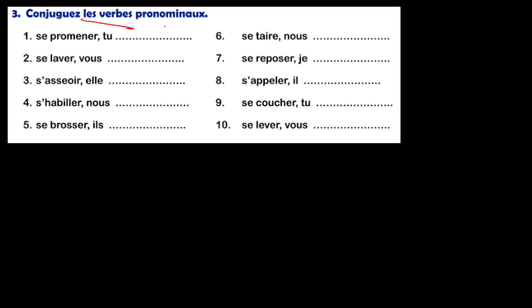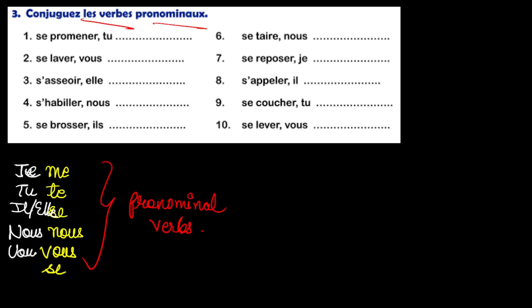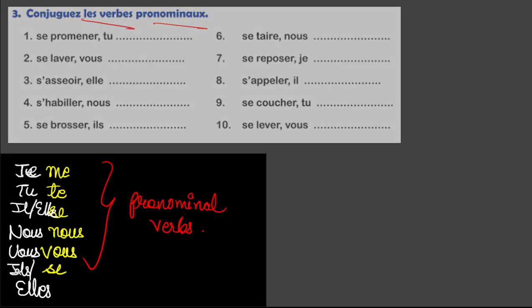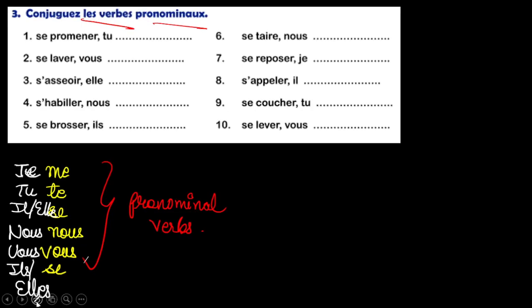Next is conjugate with the help of pronominal verbs. So for pronominal verbs, a few things should be known to us. That is, me, te, se, nous, vous, se. Fine. So these are your pronominal verbs. What you have to pay attention to here is that this is used with je, this is used with tu, this is used with il and elle, this is used with nous, this is used with vous, this is used with ils and elles. I hope that is clear.